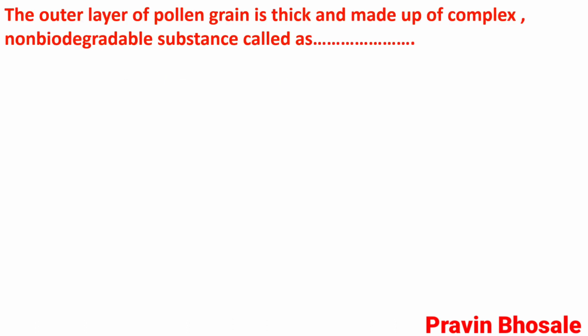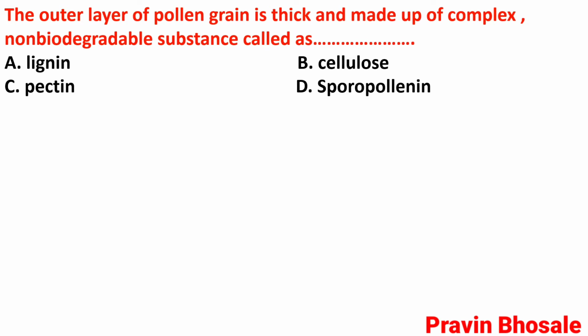The outer layer of pollen grain is thick and made up of a complex non-biodegradable substance called as, and the options are A. Lignin, B. Cellulose, C. Pectin, D. Sporopollenin. And the right answer is D. Sporopollenin.